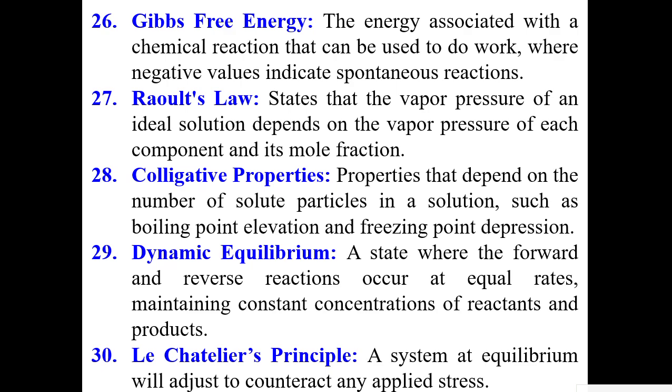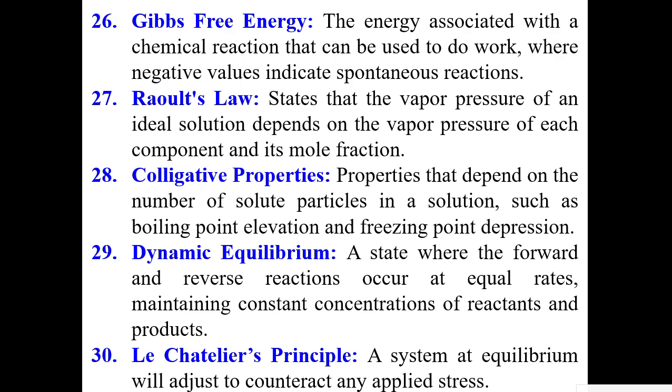A state where the forward and reverse reactions occur at equal rates, maintaining constant concentrations of the reactants and the products, is called dynamic equilibrium. In other words, you can say it is a steady state dynamic equilibrium. At equilibrium, the reaction system will have the lowest possible energy. At that instant, when it reaches equilibrium, the concentrations of all the reactants and the products will be constant.